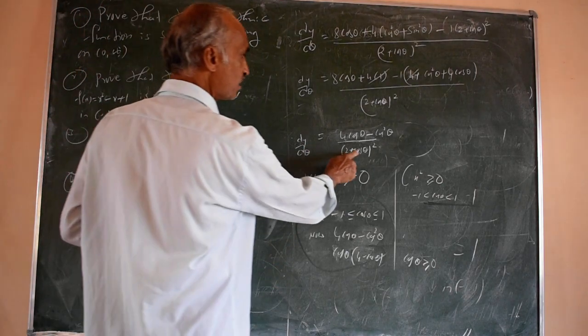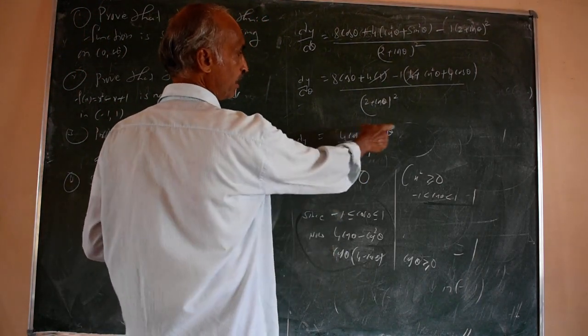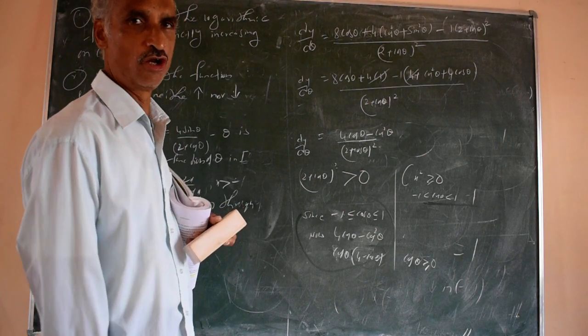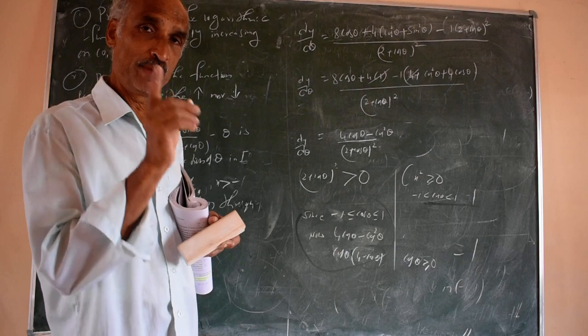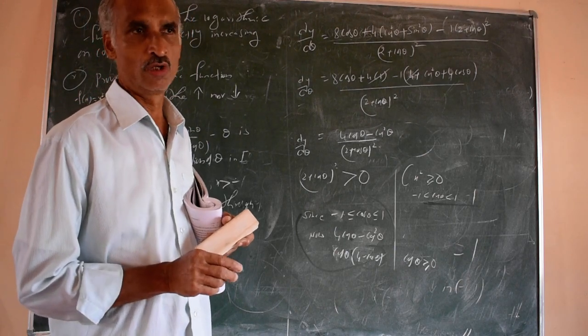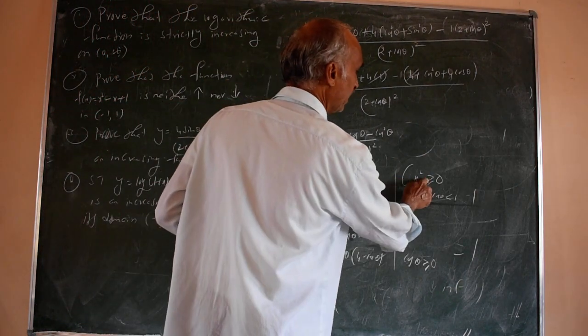So look here, 2 plus cos theta the whole square. Let us consider part by part, numerator as well as denominator separately. 2 plus cos theta the whole square. Square of a number is always greater than or equals to 0. Square of a number will never be negative.